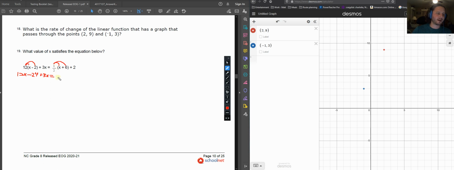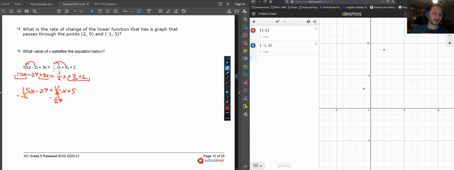For the right side, we have 1/2 times x, so that would just be 1/2 x, plus 1/2 times 6, half of 6 is 3, and plus 2. So I can combine my 3 and 2 on this side, and I can combine my 12x and positive 3x on this side. So on the left side, we have 15x minus 24. On the right side, we have 1/2 x plus 5. Now I have to decide which side I want my variable to be on. I'm going to subtract both sides by 1/2 x.